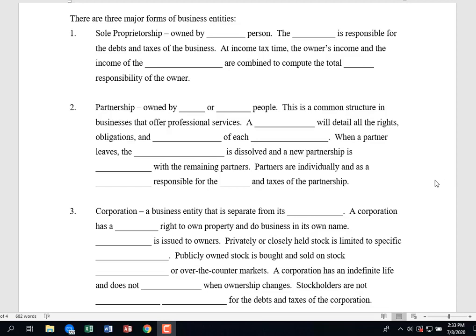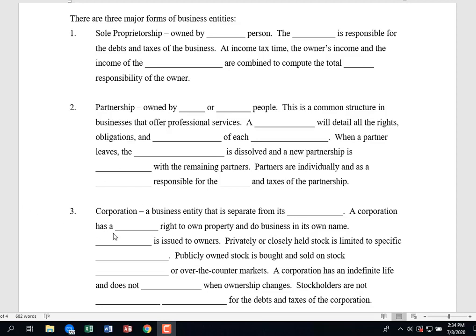Partners are individually and as a group responsible for the debts and the taxes of the partnership. So if you're going to go into partnership with somebody, you want to make sure that there's somebody with good character, because if you're each supposed to pay 50% of taxes and one person decides, hey, I'm not going to pay that, the other partner technically is responsible, because it says partners are individually and as a group responsible.